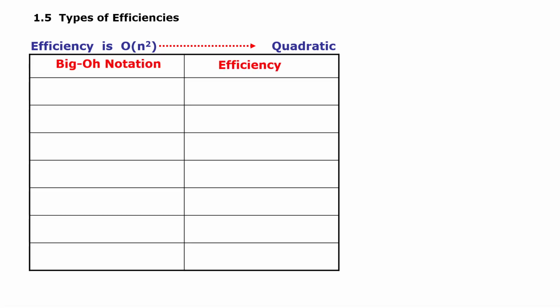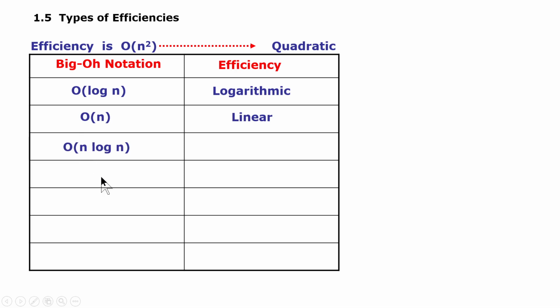Now we have a table. On the left column of the table, you will see some most common big O notations, and on the right side, you will see the corresponding names which we give to the efficiency. If there is an algorithm which is big O of log n, then we can say that this algorithm is logarithmic. If it is big O of n, we'll say it is, take a guess, linear. If it is big O of n log n, we'll say it is linear logarithmic. Big O of n square, quadratic.